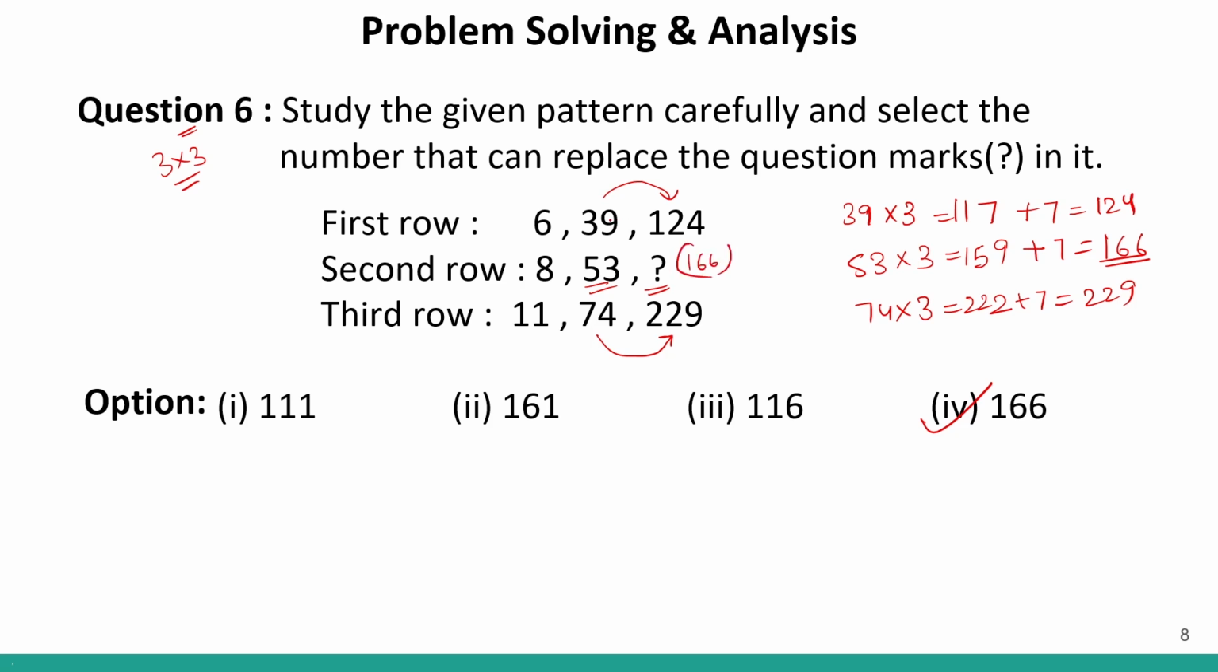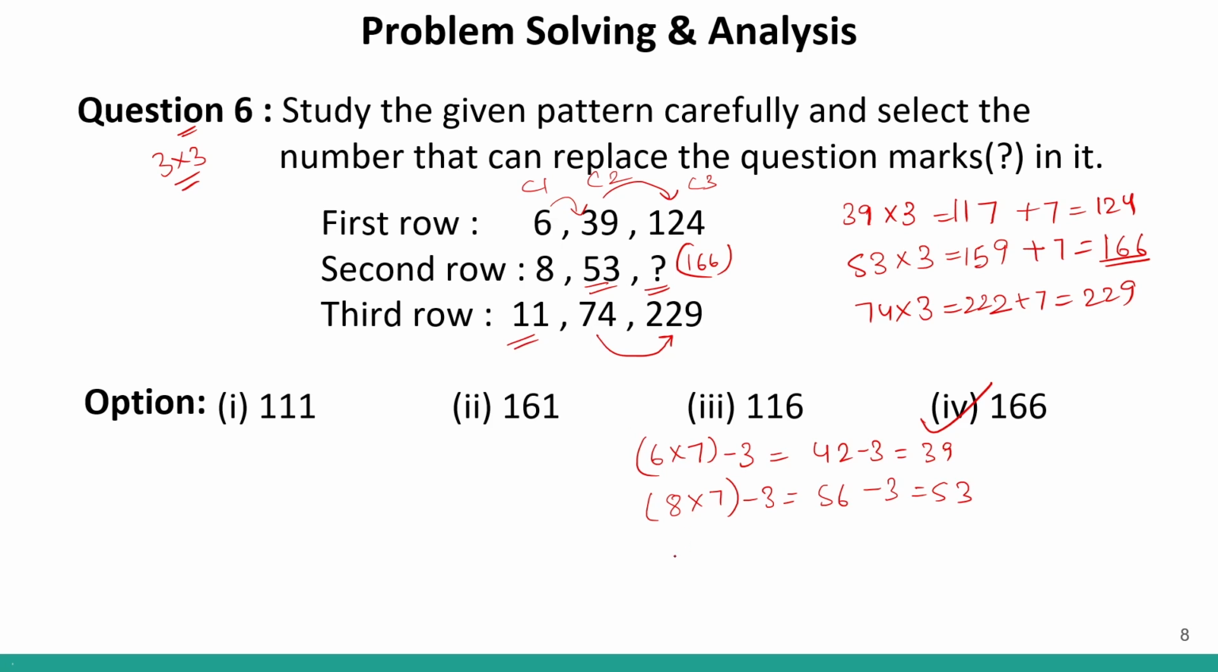So if column 2 is related to column 3, column 1 should also be related to column 2 in some way. Correct? So let us find out. 6 and 39. If I multiply 6 by 7 and I subtract 3, how much will I get? I'll get 42 minus 3, that will be 39. Similarly, if I multiply 8 by 7 and subtract 3, this will be 56. Minus 3 will give me 53.